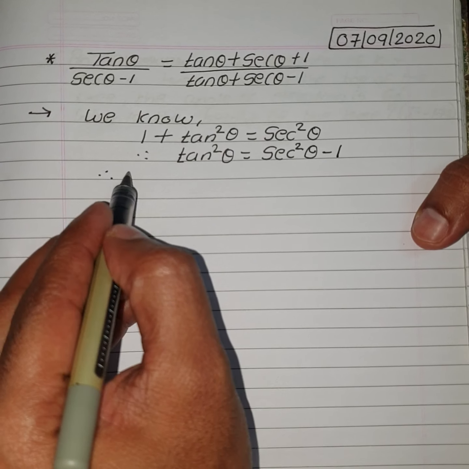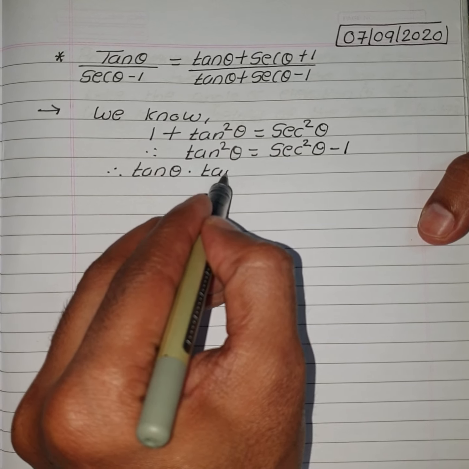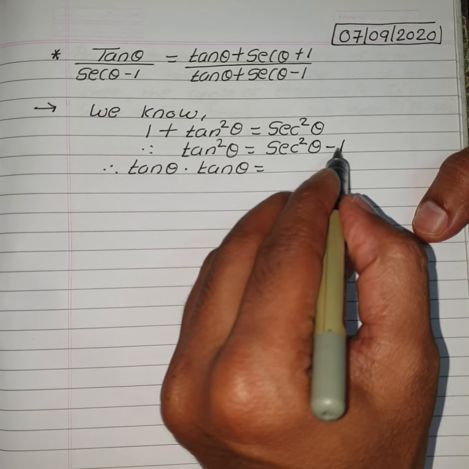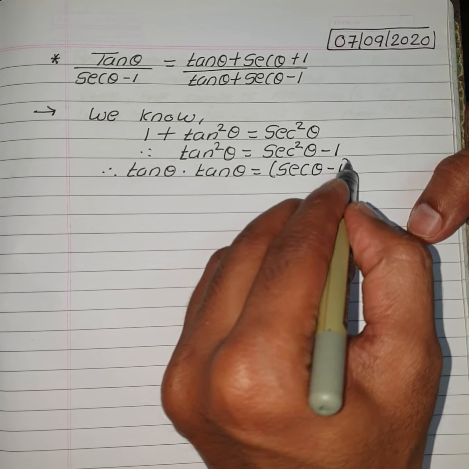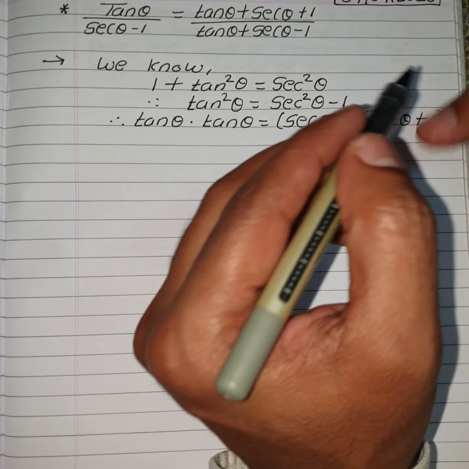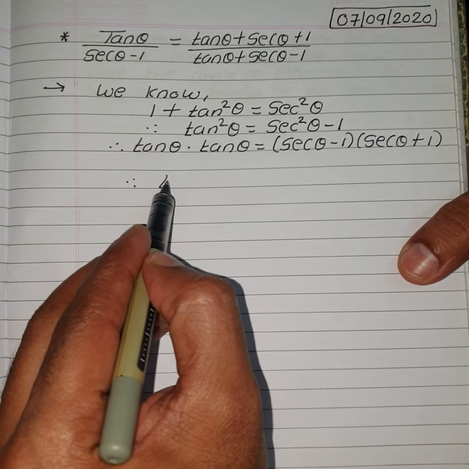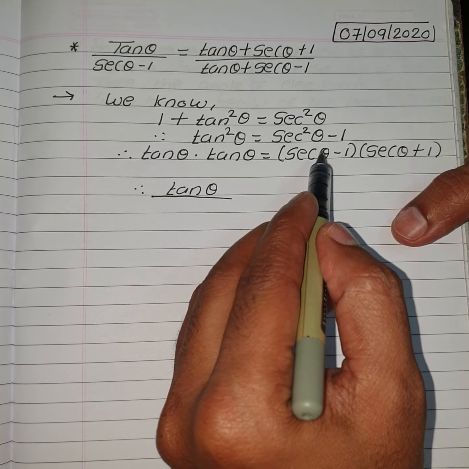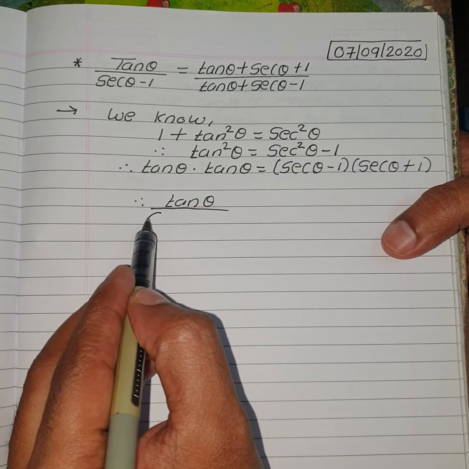Therefore now tan square can be written as tan theta into tan theta. Now here we can apply the formula a square minus b square. So what is the formula? a minus b, a plus b. Now on left hand side I need sec theta minus 1. Therefore tan theta upon, I am transferring this sec theta minus 1 from right hand side to left hand side. Here it is getting multiplied, so on left hand side it will be divided.